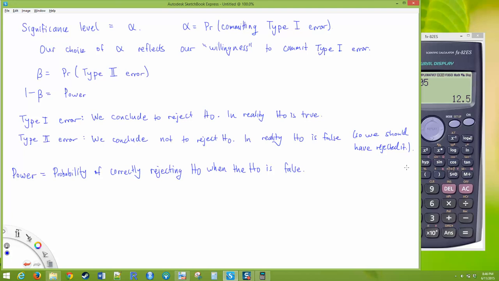Sorry. Okay, so when do we want big alpha and when do we want small alpha? We want big alpha when which error is worse than the other error?